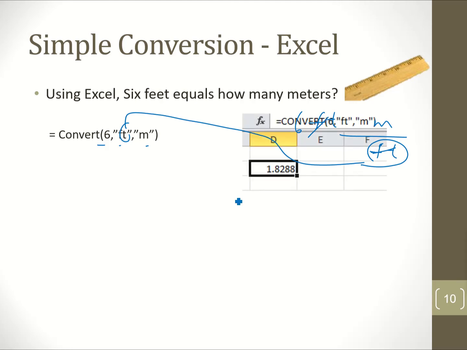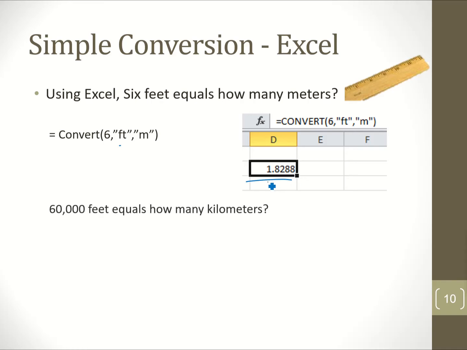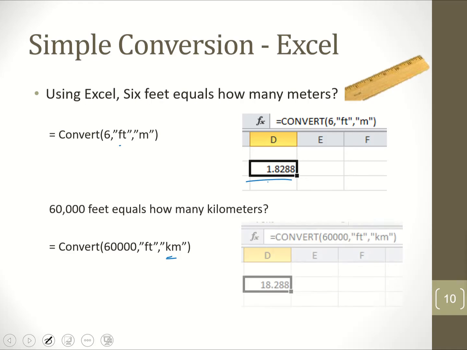We can write this out. Let me erase some of that so we can see it a little better. There we go. If we look at that, we have our convert function. We can type it in, and we get our result of 1.8288. We can also do it for 60,000 feet and see what it equals in kilometers, and notice the K in front. It will give us a value here for kilometers.